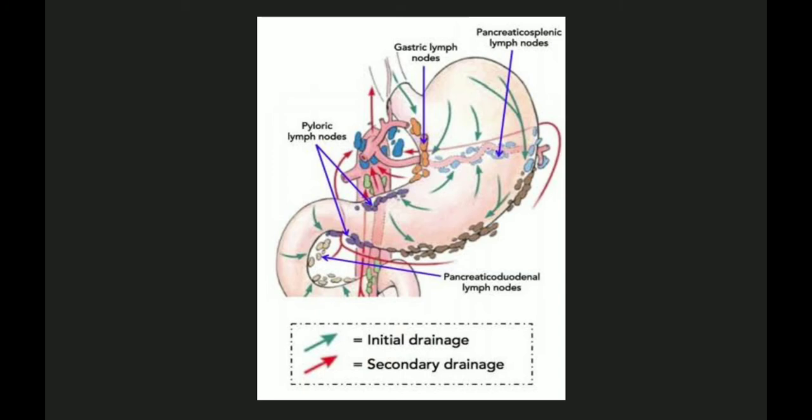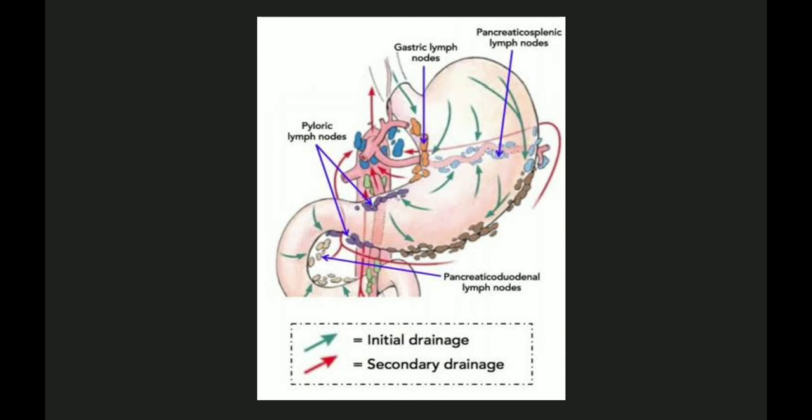Lymphatic nodes and channels are situated along the distribution of the major arteries. The vessels drain into local nodes first. They are the gastric group, which lies along the lesser curvature, gastric lymph nodes, and the pancreaticosplenic lymph nodes, that is to the left, along the greater curvature.